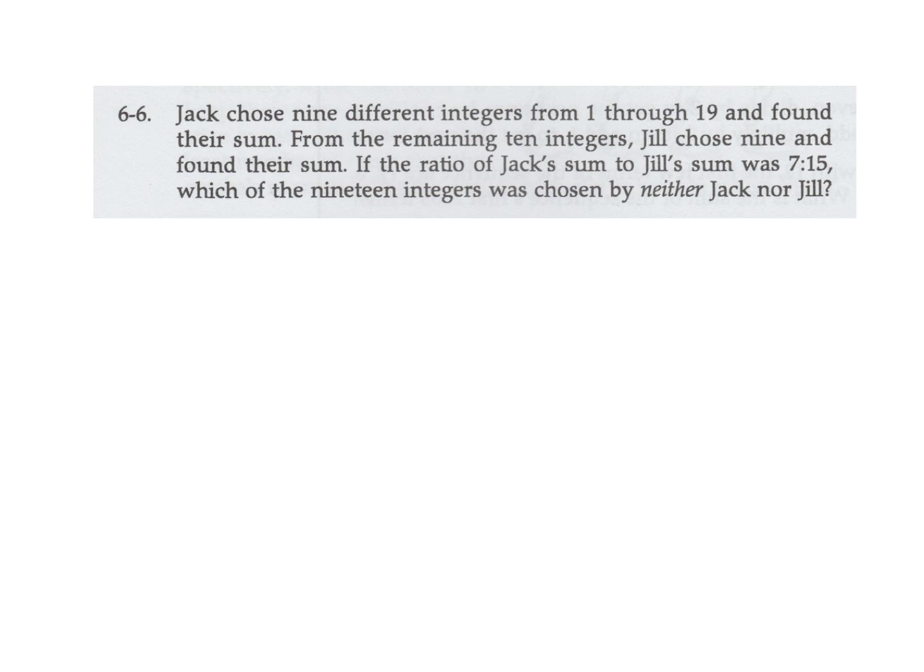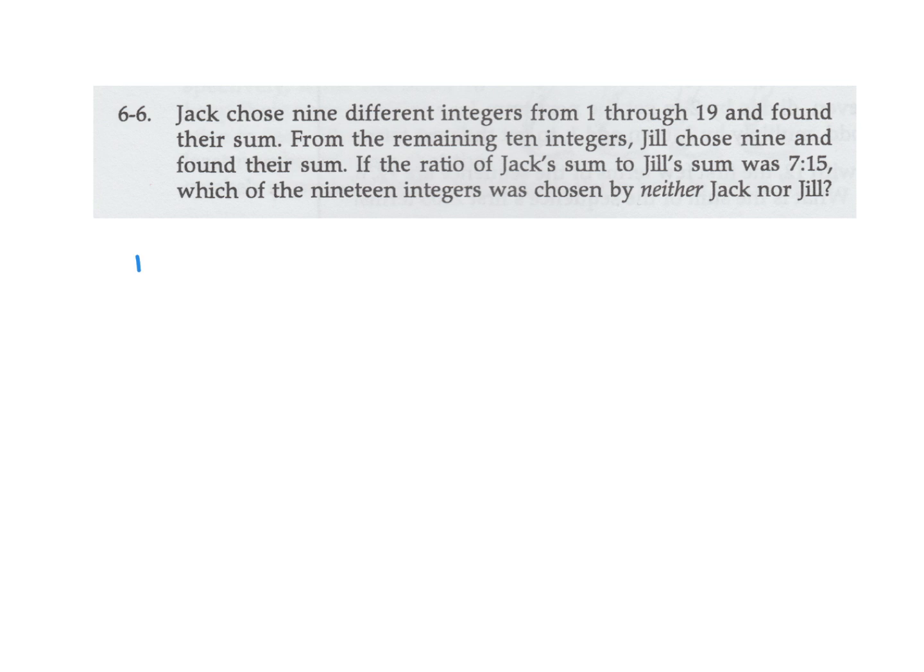Jack chose 9 different integers from 1 through 19 and found their sum. From the remaining 10 integers, Jill chose 9 and found their sum. If the ratio of Jack's sum to Jill's sum was 7 to 15, which of the 19 integers was chosen by neither Jack nor Jill?